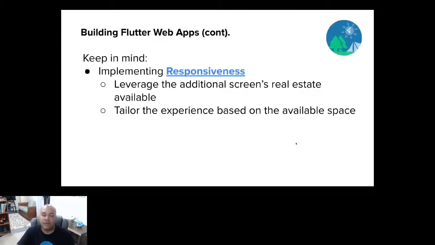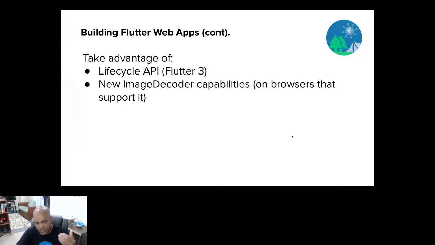Again, you always keep in mind the responsiveness of web applications, making sure that you leverage the whole, let's say, real estate that you have. We've already explained this in previous sessions. We just wanted to reiterate some of that today as well, just making sure that you do have that in mind. And of course, taking advantage of the Lifecycle API, we're going to be explaining a little bit of that. Just make sure that you do leverage the Lifecycle API so that you don't get a blank screen and you can do a splash screen. You can also leverage the image decoder because it decodes images better in Flutter 3. So there are great improvements in Flutter 3.